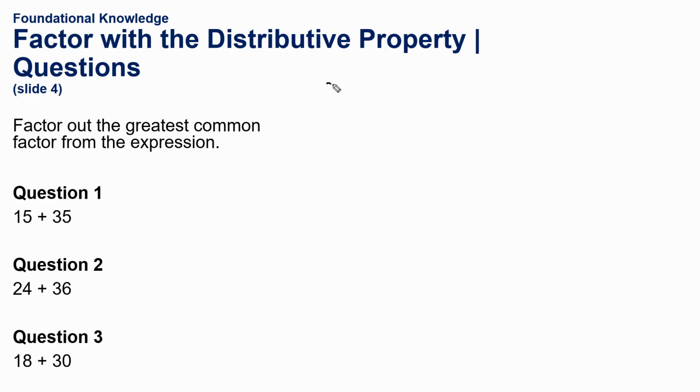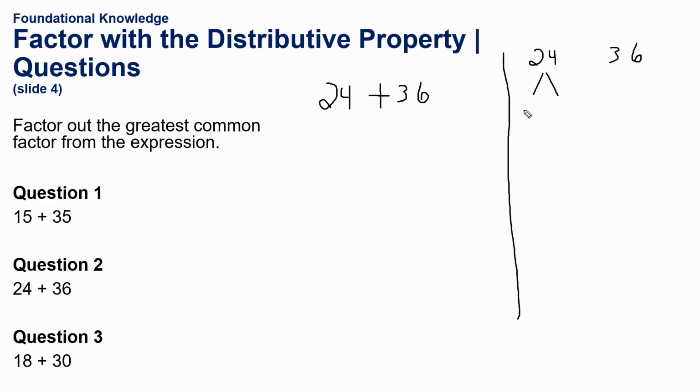So question 2, we have 24 plus 36. Again, we want to factor out the greatest common factor. So let's do the prime factorization of 24 and 36 to start, and then match up the columns to find the greatest common factor. So for 24, we have 2 and 12. If I start with the smallest prime number, we have 2 and 6, and we have 2 and 3. Okay. So now that we have the prime factorization of 24.